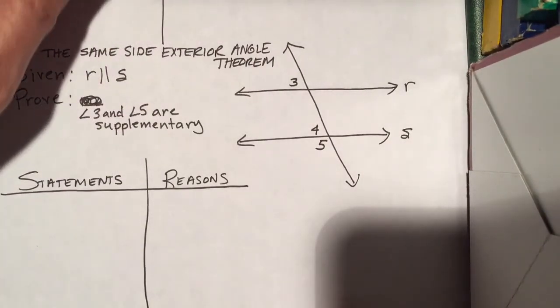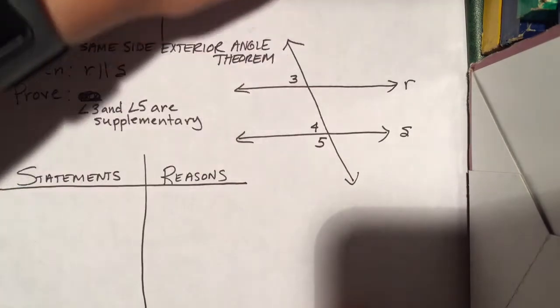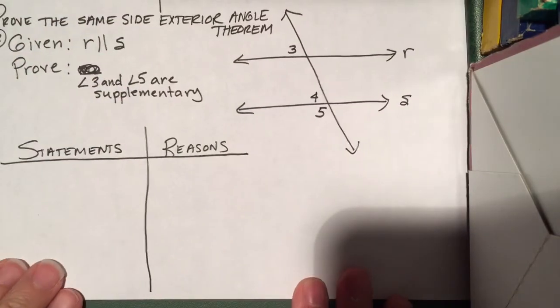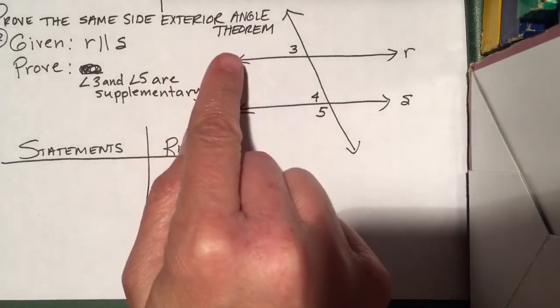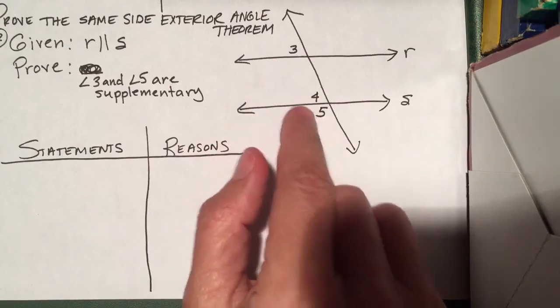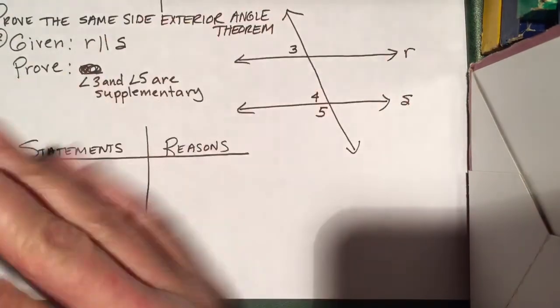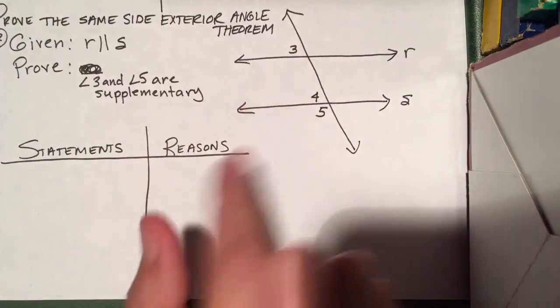Okay, so now we're going to actually prove the same side exterior angle theorem. We've proved the same side interior angle theorem and the alternate interior angle theorem, so let's prove the same side exterior angle theorem. Remember, the same side exterior angle theorem says if the lines are parallel, then the same side exterior angles are supplementary. So I want to prove that 3 and 5 are supplementary.